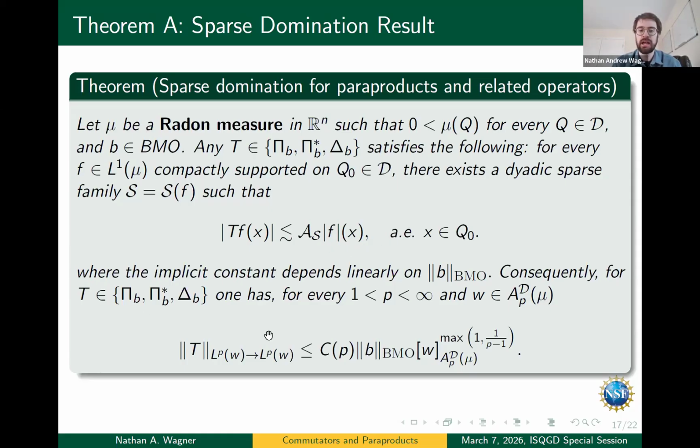And this immediately unlocks weighted estimates of the form: the norm of T on L^p(w) is controlled by a constant depending on p times the BMO norm times some sharp, or what's expected to be sharp, power of the dyadic A_p characteristic. And this is a new result that was not known in this generality before. There was a previous result due to Michael Lacey that assumed more on the symbol b of the paraproduct, but now we can relax this to the natural martingale BMO condition.